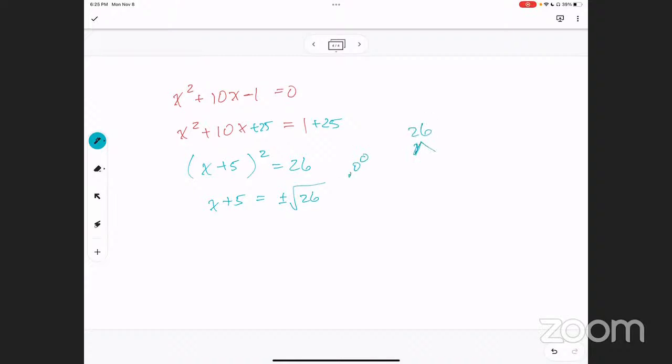What's 26 break up into? 13 and 2. Does either one of those break up more? Well, 2 is 1 and 1. Nope. 2 is 2 and 1. Oh, 2 and 1, yeah. So those are both prime, right? Yeah, so it's just that. That's it. So what's your answer? x equals -5 plus or minus square root of 26. You got it. Good job.